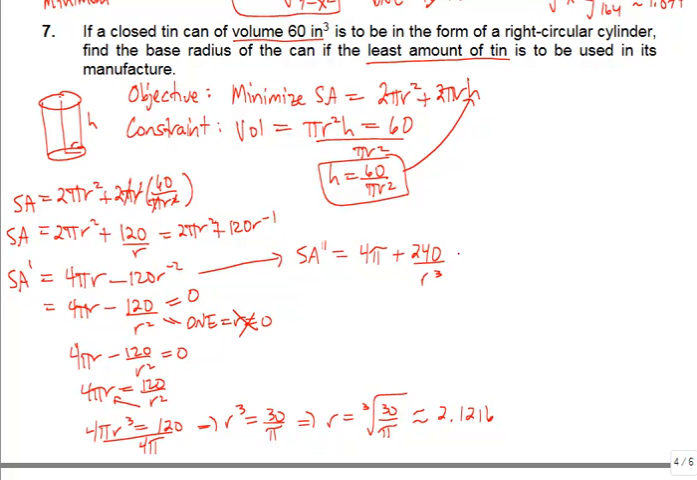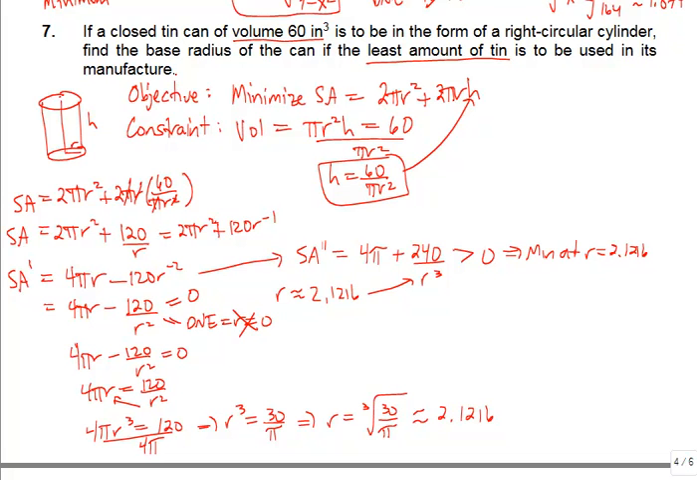Now don't waste a lot of time here, because if you know that r is approximately positive 2.1216, when you plug that in, that's going to stay positive, and all the rest of these numbers are positive as well. So this second derivative is going to be positive, which means we do have a min at r equals 2.1216. Okay, so we've proved or verified our minimum.